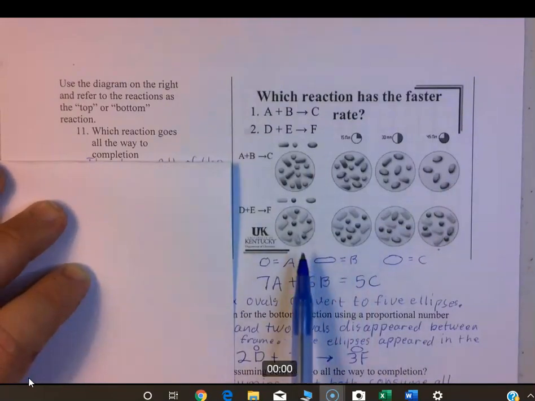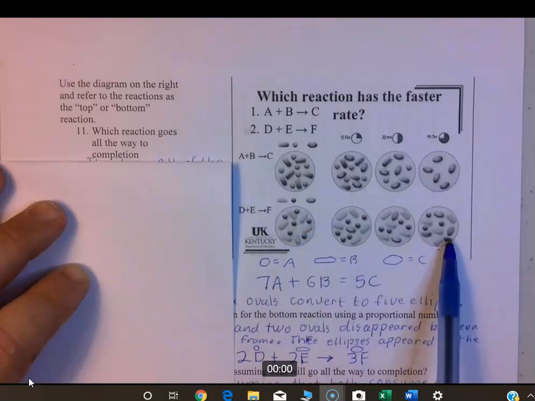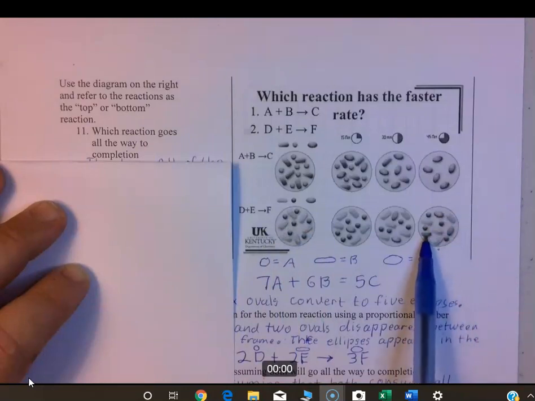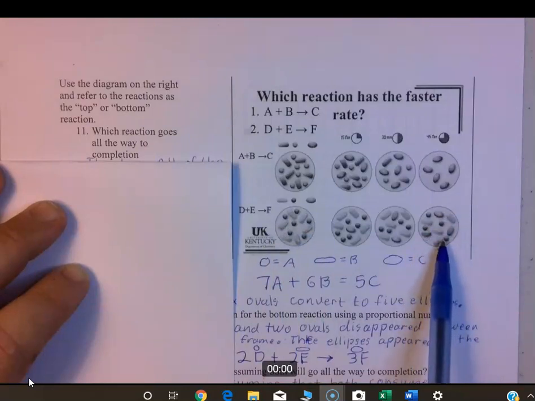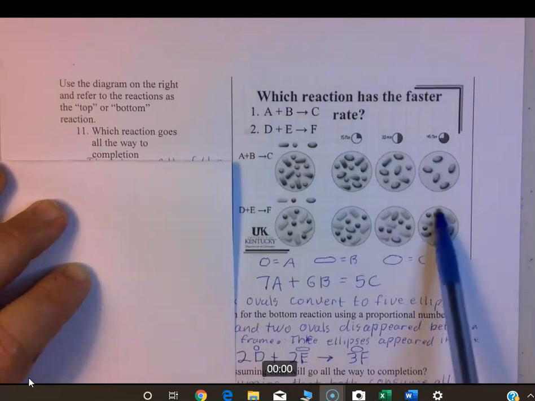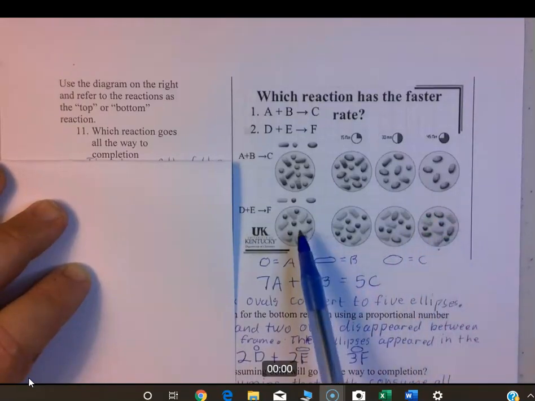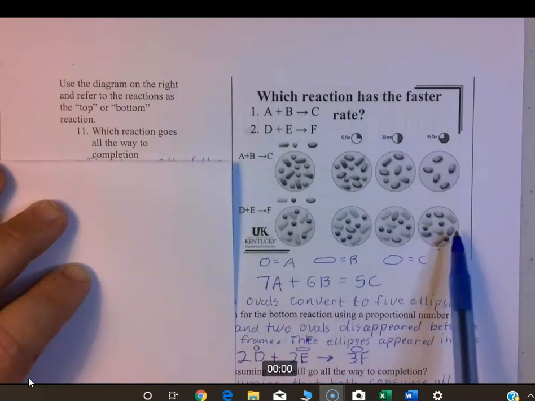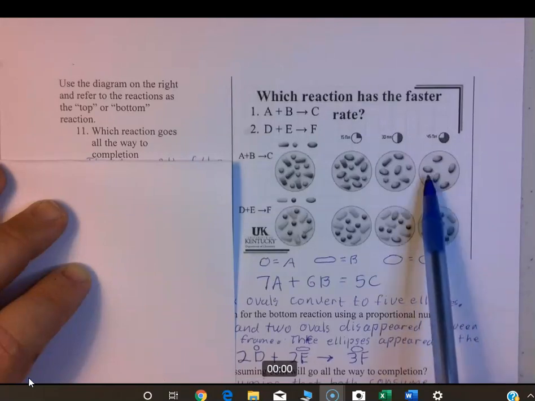If we look at the one down here, we see that we have circles and ovals again. And over here, we have 1, 2, 3 of the ellipses, but we still have 1, 2, 3, 4 of the ovals and 1, 2, 3, 4 of the circles. So in other words, a lot of the reactants are still left after 45 minutes. So assuming that this reaction is going to go all the way to completion, then it's going much, much slower than this one. This one's already done after 45 minutes.